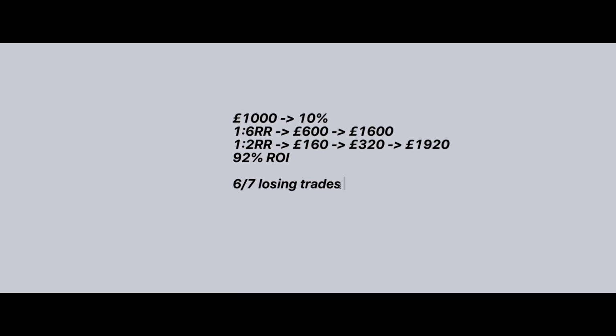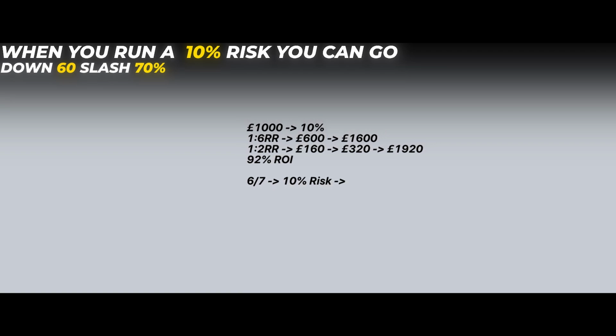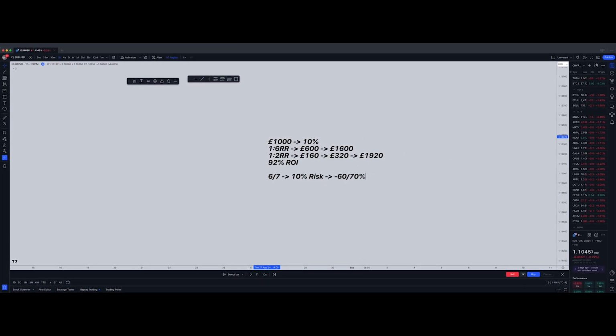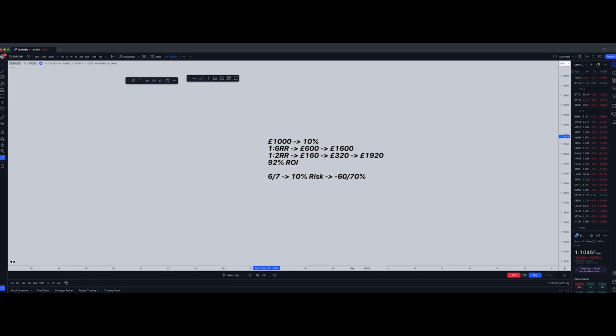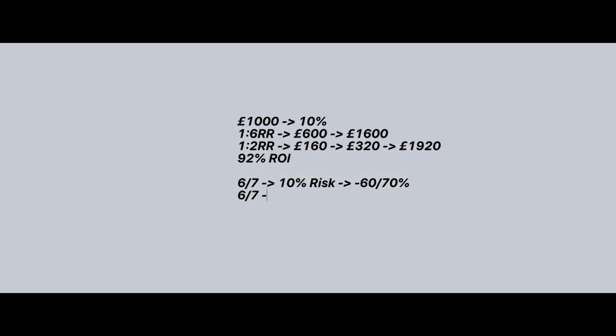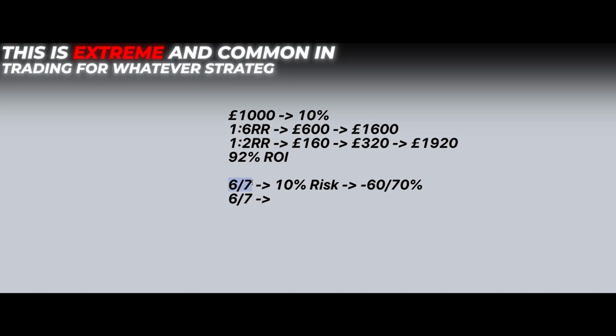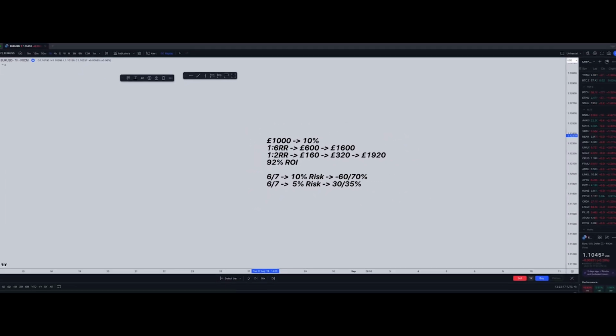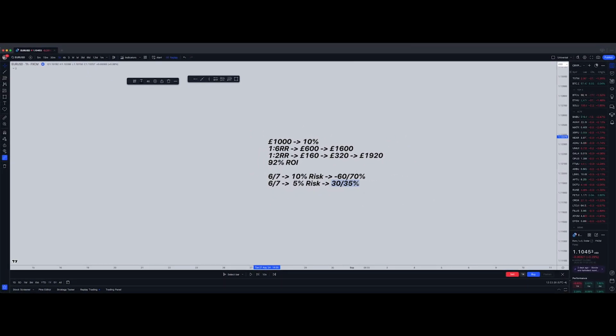The one thing about this is when you're on 10% risk, you can go down 60/70%. You do not want to be in this situation, which is why it can be great at the start if this is money that you are willing to lose. But eventually what you'd like to do is reduce the risk, where if you take 6 or 7 losses, which is extremely common in trading for whatever strategy, and you're on 5% risk, you're going to be down 30/35%. And this is likely going to be a number you can deal with, okay?